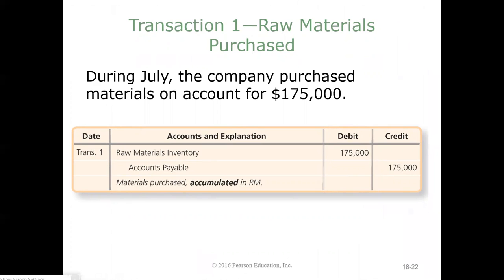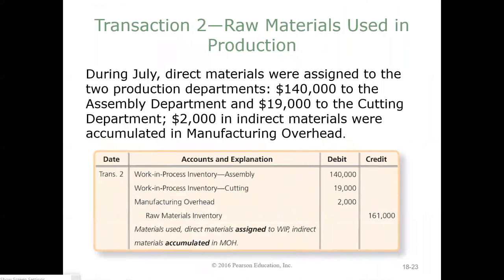So the company purchases raw materials on account. So your raw materials inventory goes up, there's your debit. Your accounts payable goes up, there's your credit. I guess they could also purchase the inventories with cash, right? And then your raw materials would go up and your cash would go down. That'd be two ways to do that.